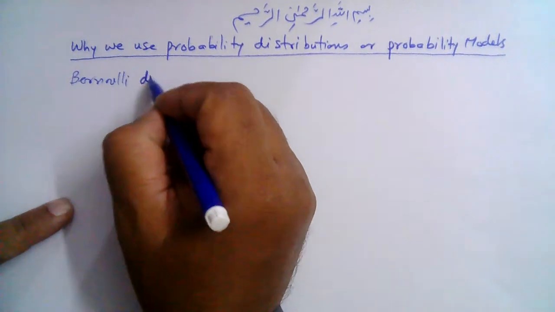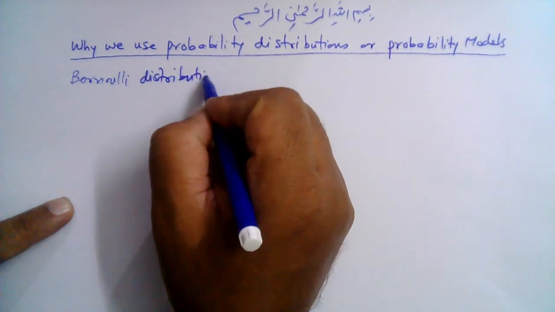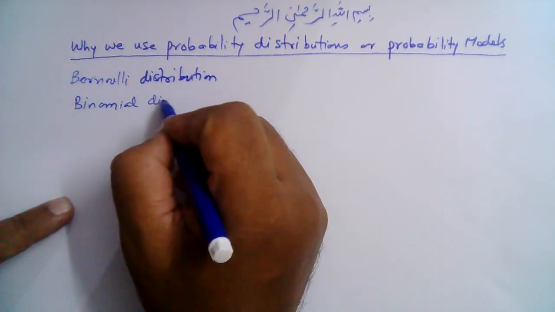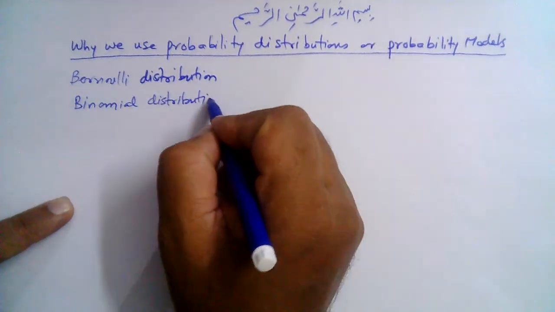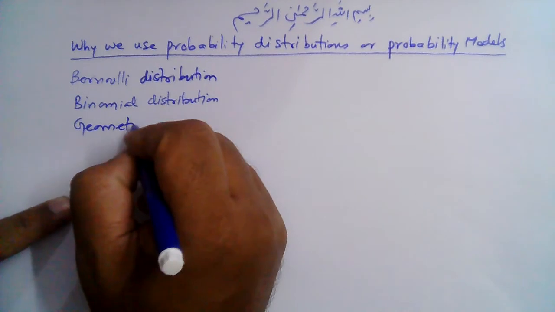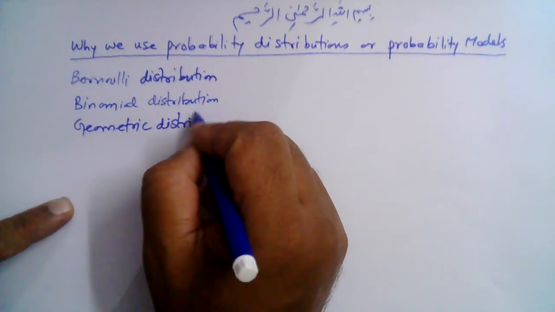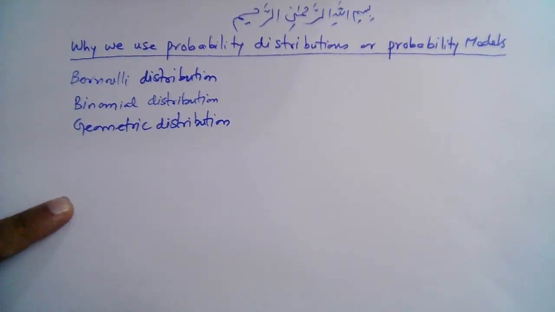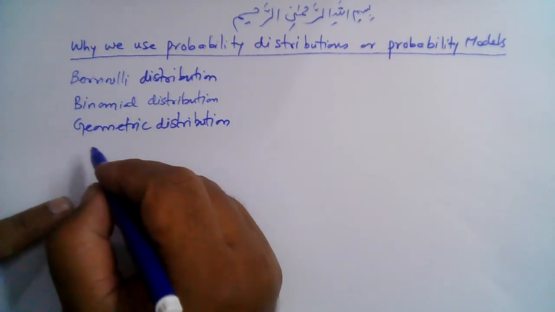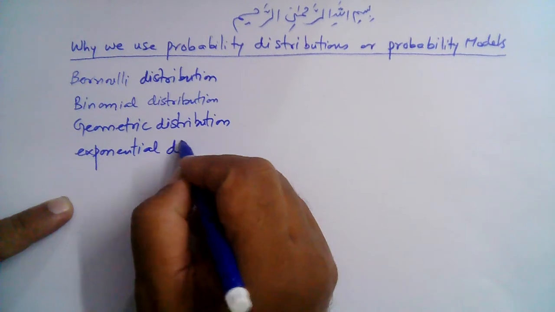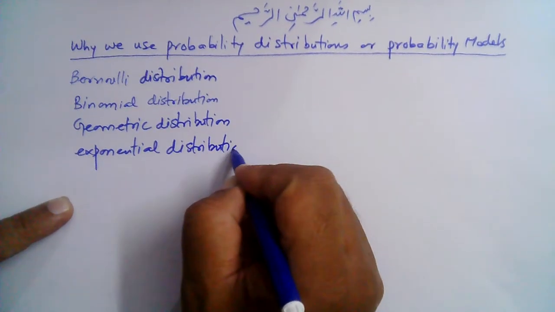Some of the well-known probability distributions or models include, for example, Bernoulli distribution, then we have binomial distribution or binomial random variable. Then we have, for example, a geometric distribution. These are examples of discrete random variables and discrete distributions. Similarly, we may have a continuous distribution. For example, we have exponential distribution, or Gaussian distribution.